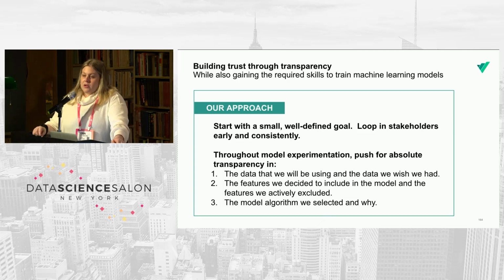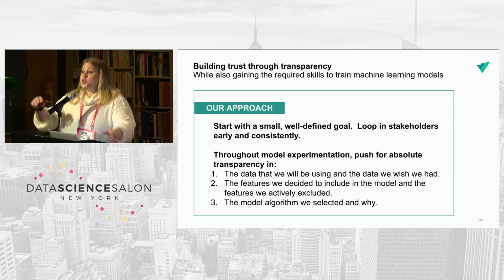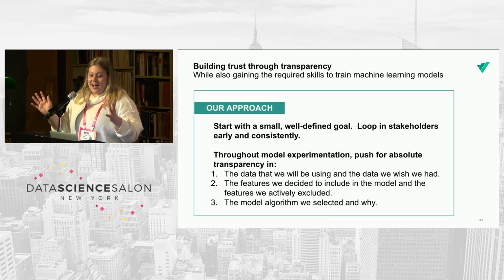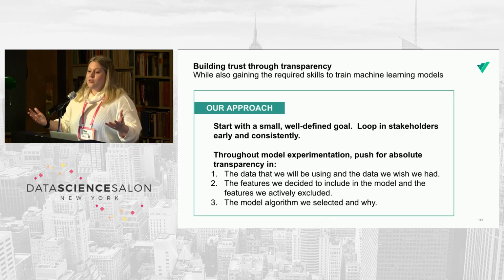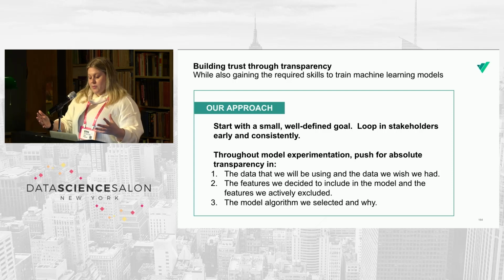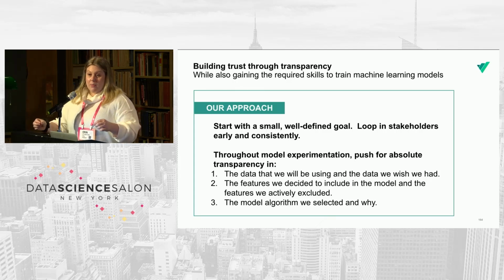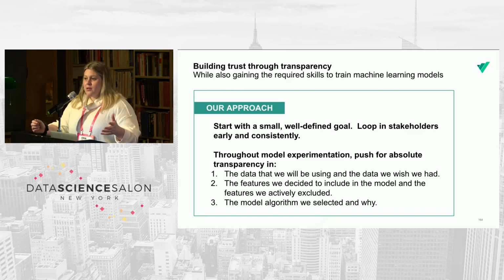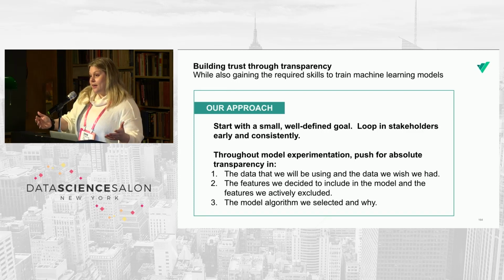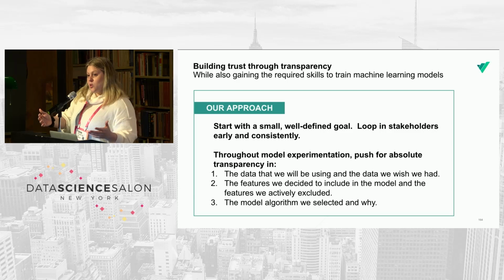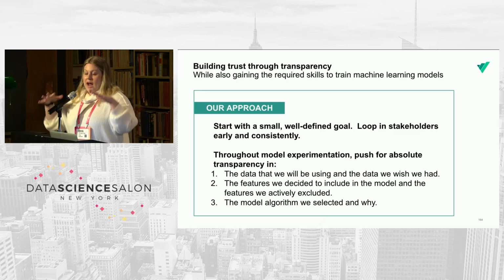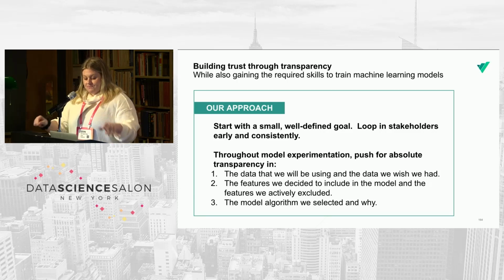We also loop in our stakeholders early and consistently. I'm sure other people have mentioned this, right? I hear this all the time: oh, I loop people in as early as possible. We try to talk to our end consumers, who are traders on the asset management side. We try to talk to them even before we've started building a model. Hey, we're thinking about building this model. What do you think? Any gotchas? What's your intuition? We want them to feel like they're at the table early on.